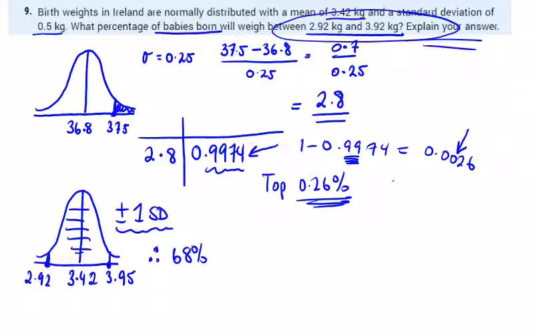Or you could get a z-score for, what did I write, 5 again, so what am I doing with that 5? 2.